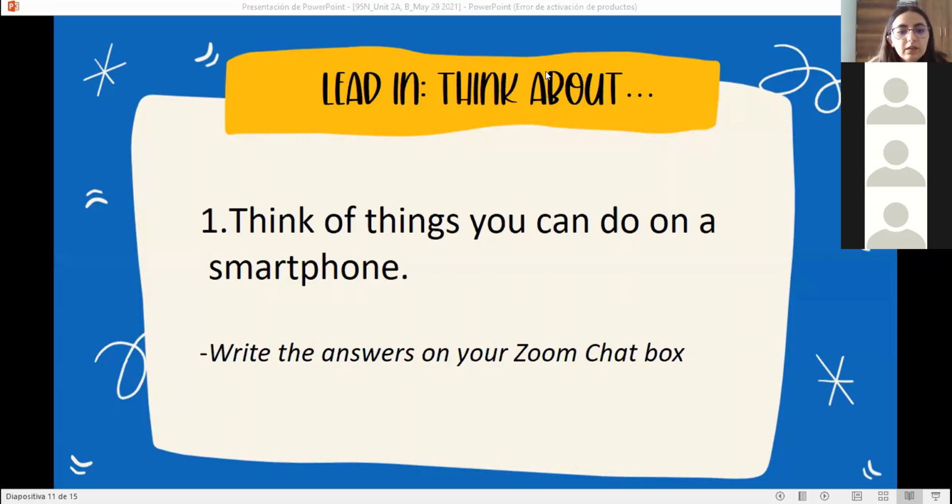Please take a minute to think of the things you can do on your smartphone, okay? Think, what can you do on your smartphone? Maybe take pictures and other activities. Once you know what things you can do on your smartphone, please write them down and send your answer to the chat of this Zoom that we are using, okay? So please start thinking about what activities you can do on your smartphone, and share the answer with the class in the Zoom chat, please. I will read all your answers.